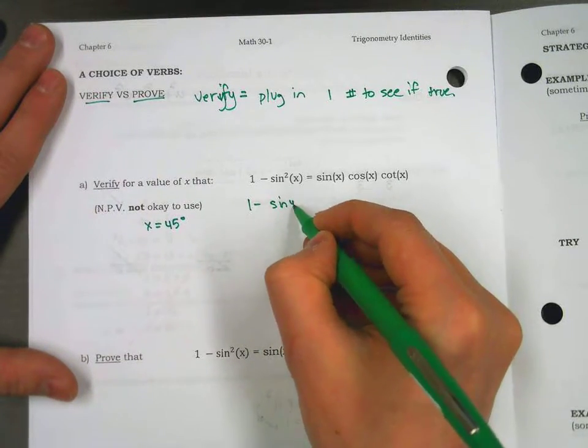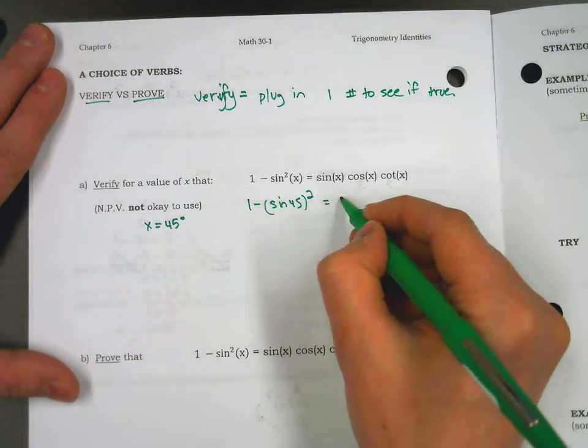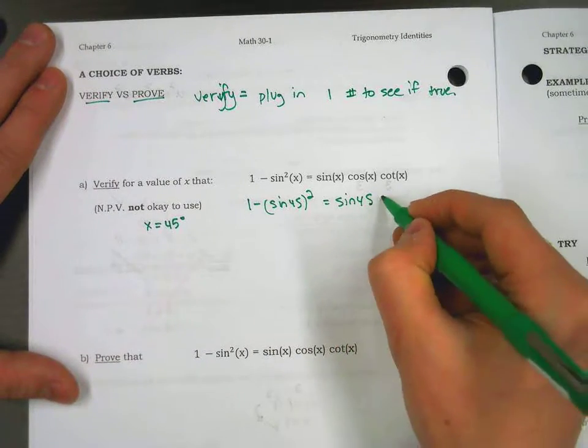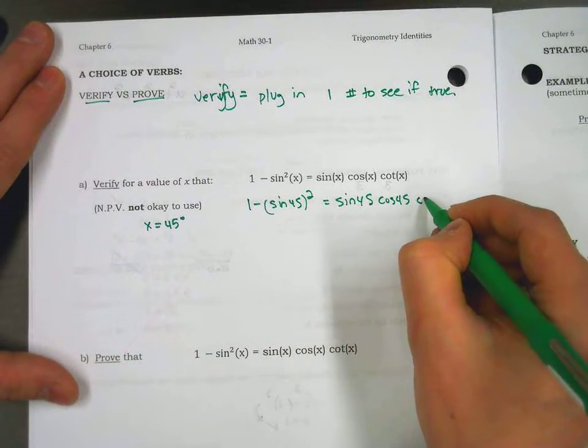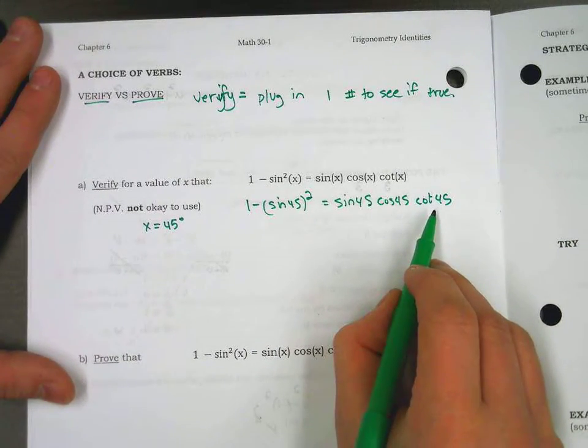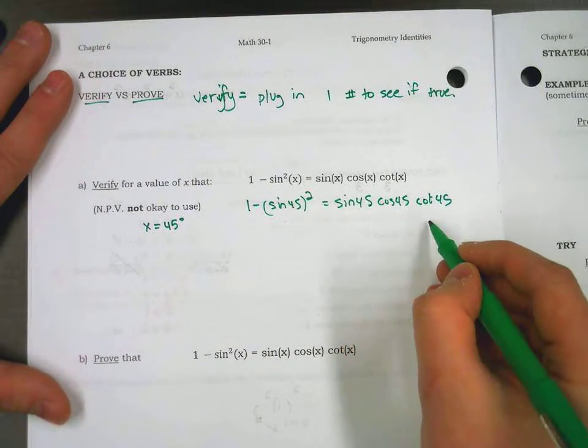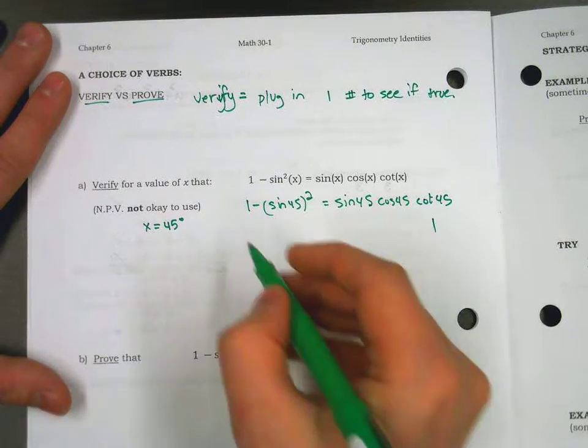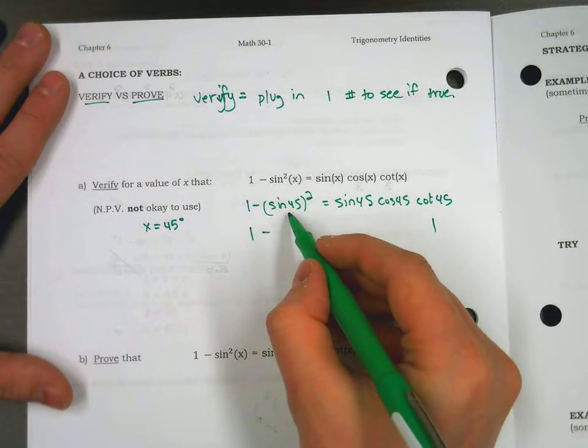1 minus sine of 45 degrees, which we can square, sine of 45 degrees, cos of 45 degrees, cotangent of 45 degrees. There's a fist pump right there because we know that tan and cotangent of 45 is always a 1, so that one's easy. 1 over root 2 squared.